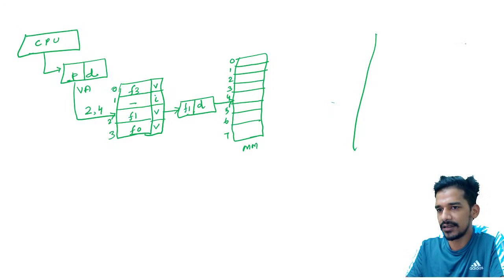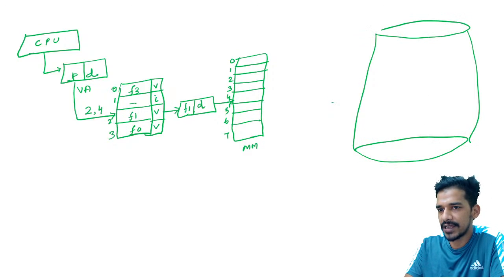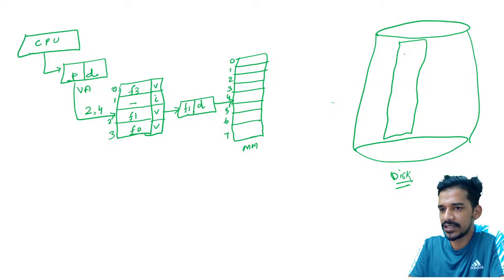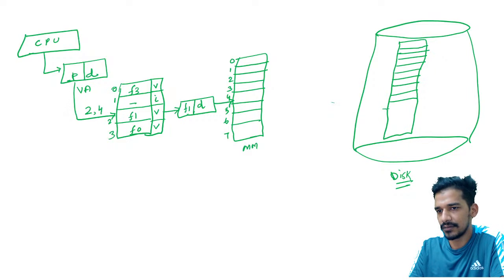Let us say we have a disk like this. Okay, we have a hard disk, and in this hard disk we have a virtual memory. We know that virtual memory is divided into pages, right? In the virtual memory, let us say we have 16 pages like this.